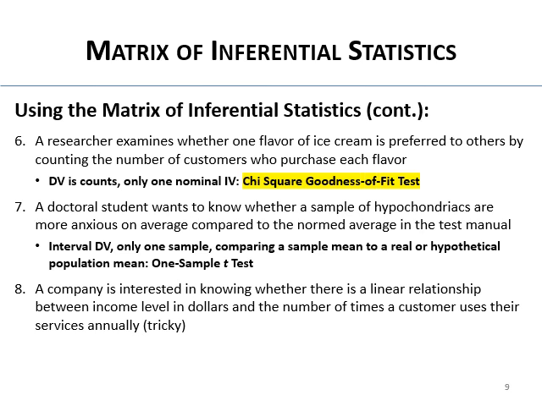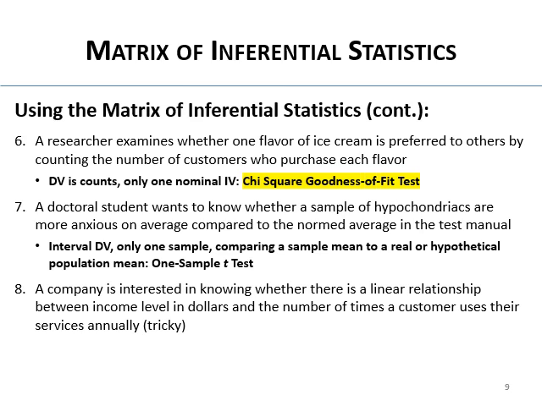Finally, the trick one. So there's only one that we haven't talked about. There's your hint. So a company is interested in knowing whether there is a linear relationship between income levels in dollars and the number of times a customer uses their services annually. I tell you it's tricky. So what do we have here? Linear relationship is your hint.